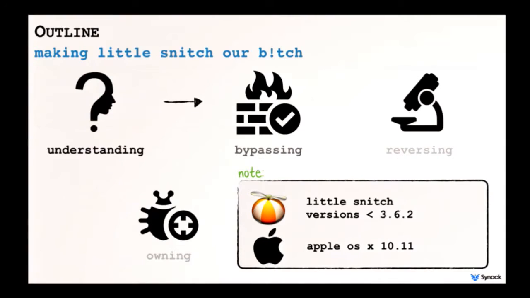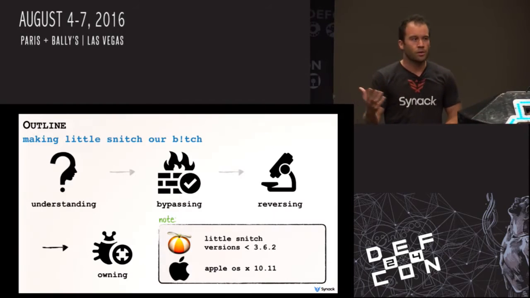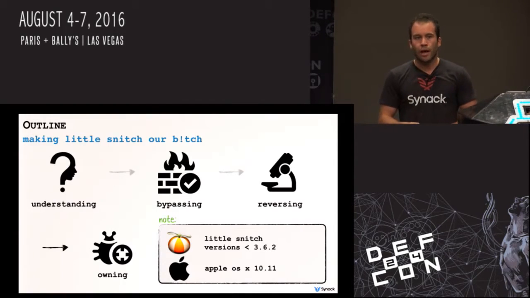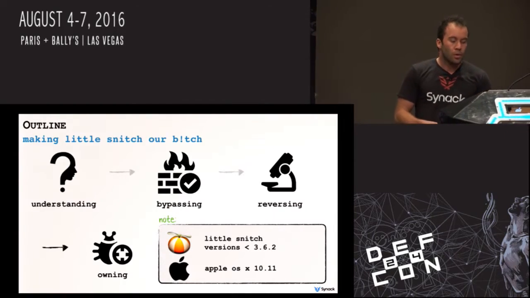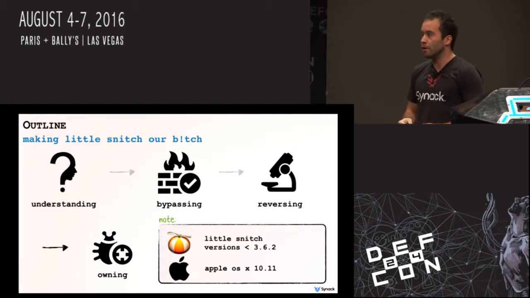All right, so we only have 20 minutes, so we're going to jam through a good amount of stuff. We're going to start by briefly talking about what LittleSnitch is. We're then going to talk about how to bypass it, so how to exfiltrate data or talk to a command and control server without being detected by the firewall. We're then going to talk about reverse engineering the kernel component, looking for a security vulnerability, and then talk about how to exploit a bug that I found.